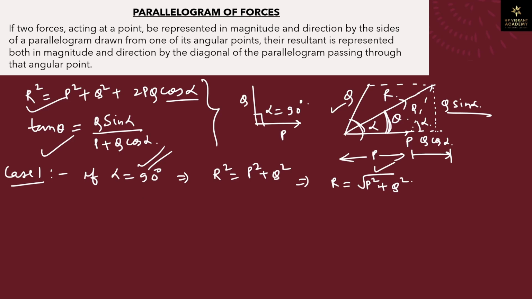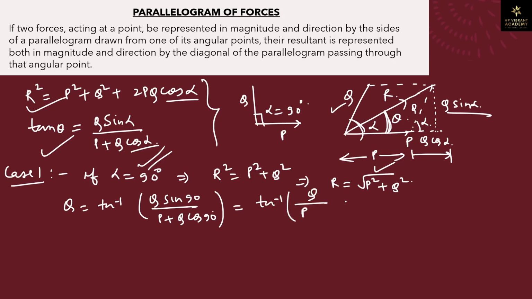And we have tan theta. Alpha is 90, so cos of 90 is 0 and sine of 90 is 1. So theta is equal to tan inverse of Q times sine 90 upon P plus Q times cos 90. So this is equal to tan inverse of Q upon P. Now we have case 2.